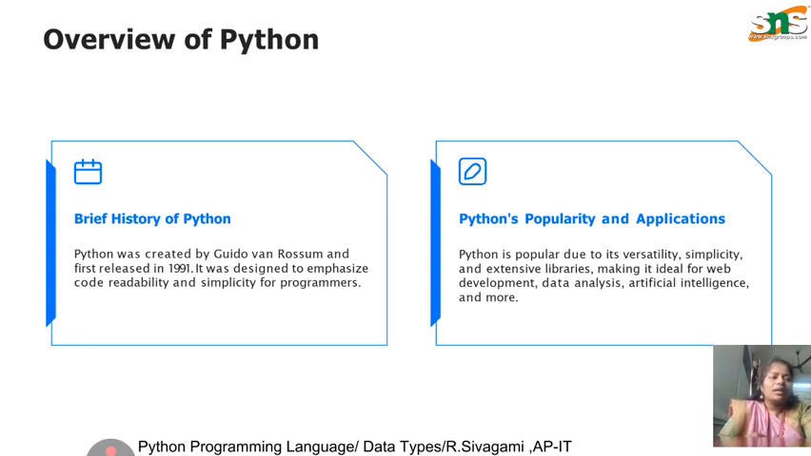And then, the overview of Python. Python was created by Guido van Rossum in 1991. It was designed to emphasize code reliability and simplicity for programs.